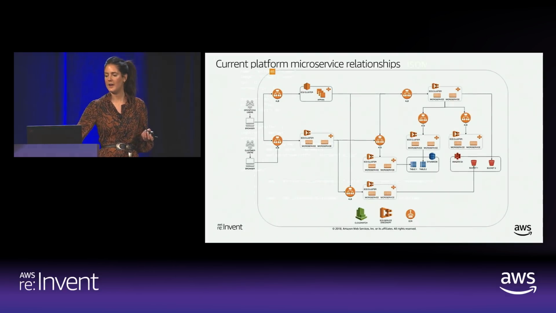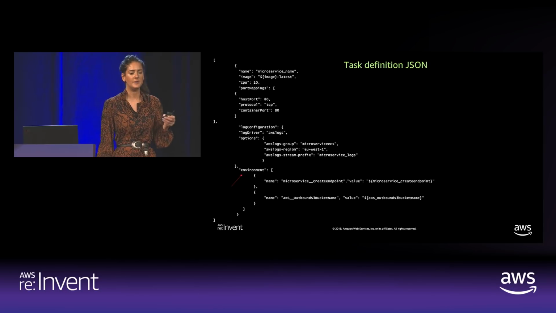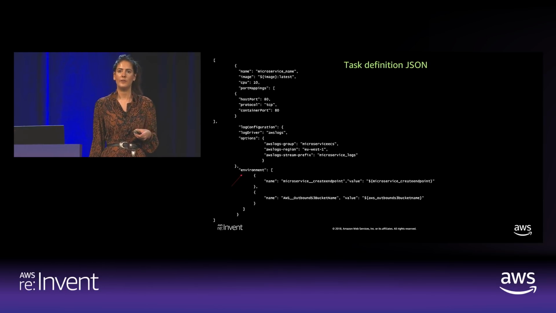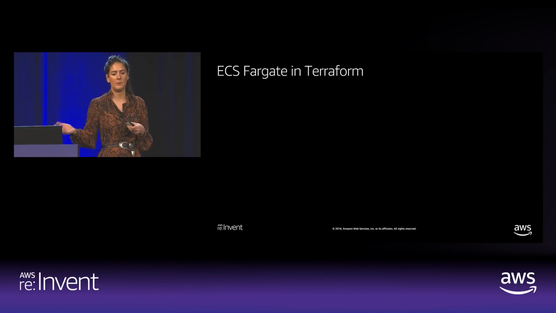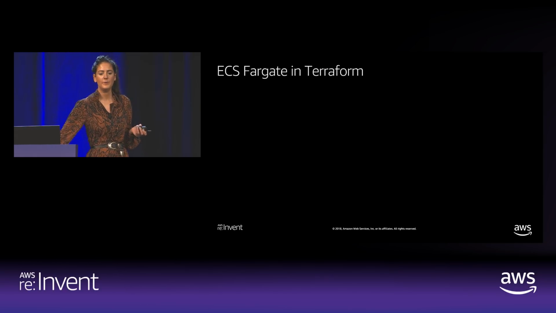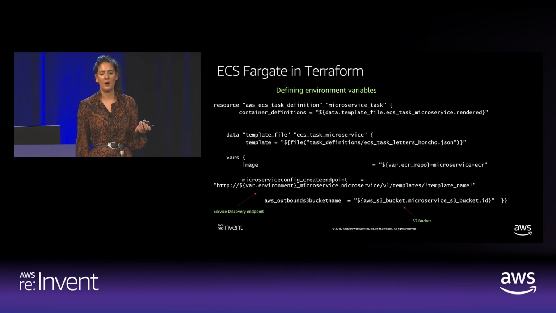So looking back at the task definition JSON, you can see here we've defined in that template file the environment variables that we want that microservice to be talking to. And then in our Terraform resource module that gets deployed out as part of our infrastructure as code pipeline, we reference the template file, which is the task definition JSON file. And then we add there the required variables. So in this case, you've got the service discovery endpoint and an S3 bucket.